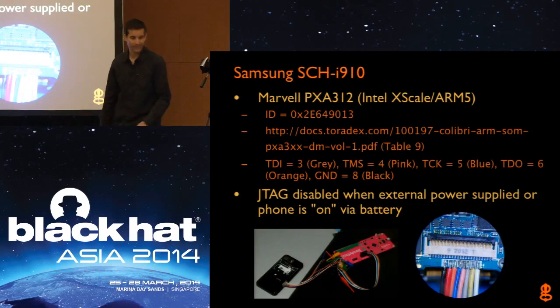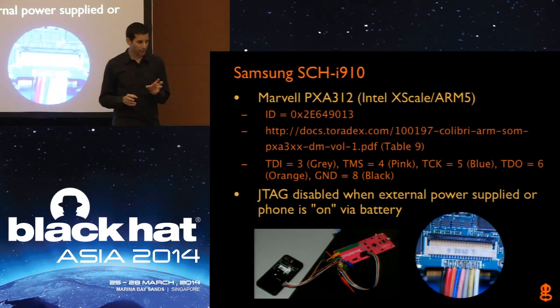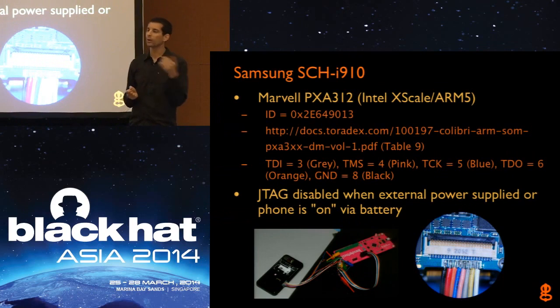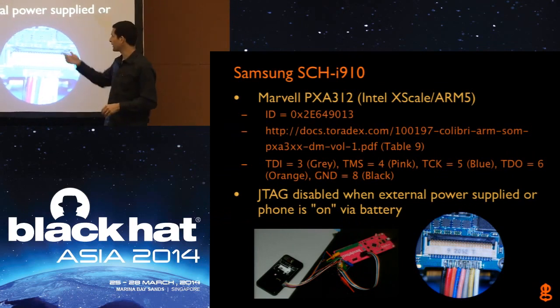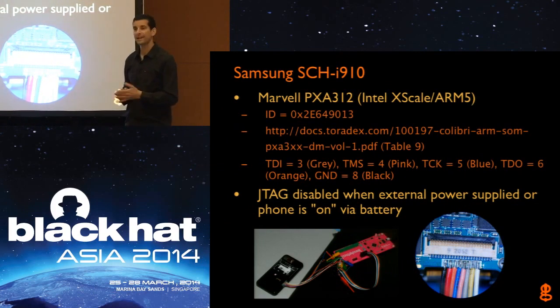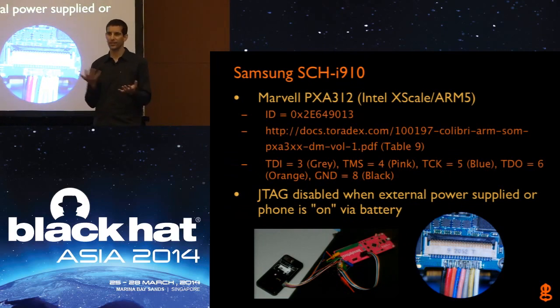Here's a mobile phone, Samsung SCH i910. What was interesting about this one is, and I'm not exactly sure how this works, but when I'm powering the phone with a wall wart, with a charger, or if it's on with the battery, like if it's actually on and it shows a screen, JTAG is disabled. If I turn the phone off and I remove the power plug, then JTAG will work. So I don't know if that's an intentional security mechanism or something.